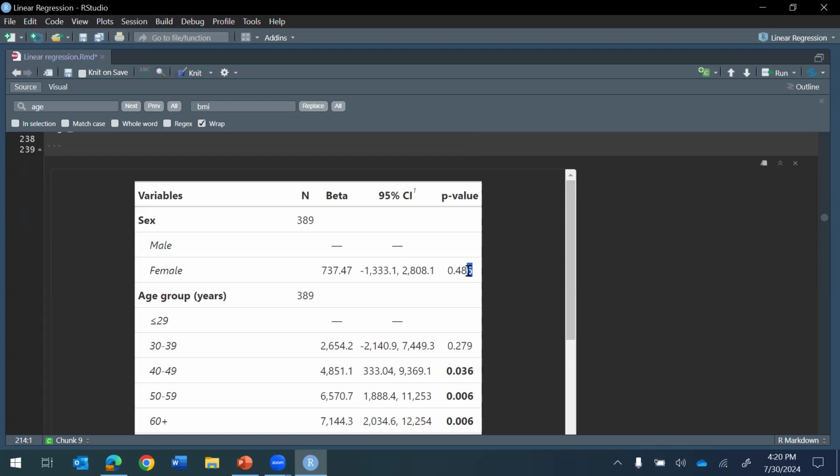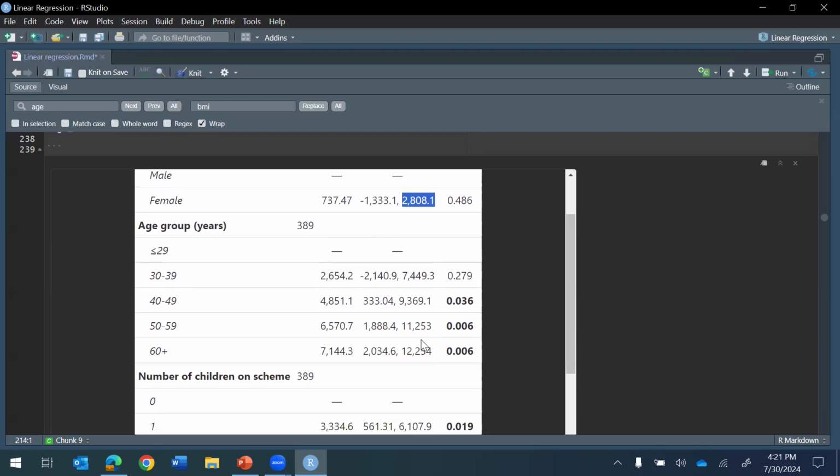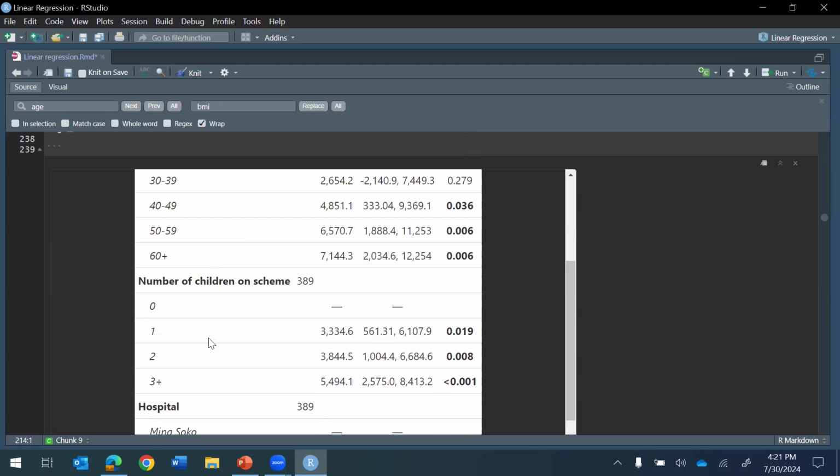But this is not significant because our p-value is greater than 0.05. So it can be a reduction of that much in cost, or it can be a higher cost of more than 2,800 kwacha, or a reduction compared to males of over 1,300. Again, for age groups, that's what you have. For the number of children on the scheme, these are the different costs that you have. But remember, these are independent models. You're only accounting for that specific variable.